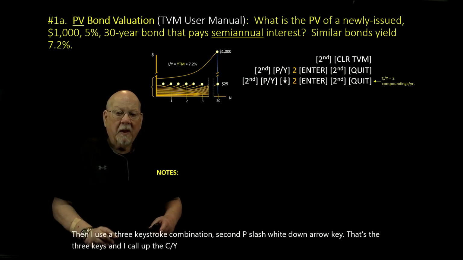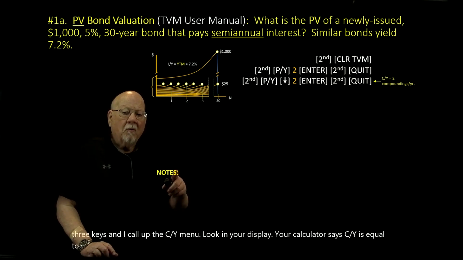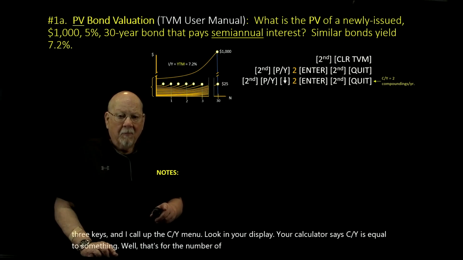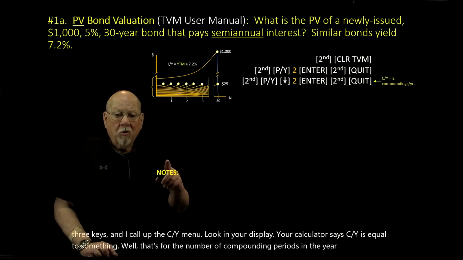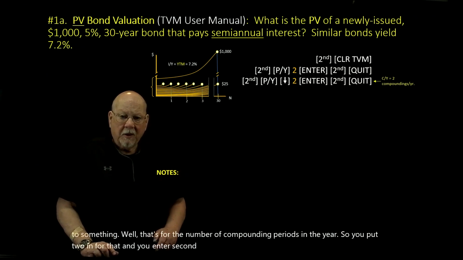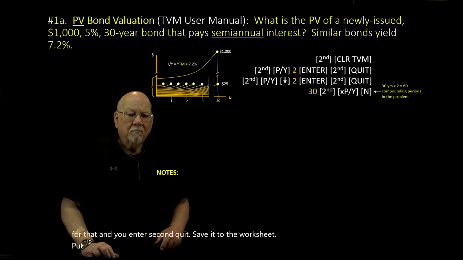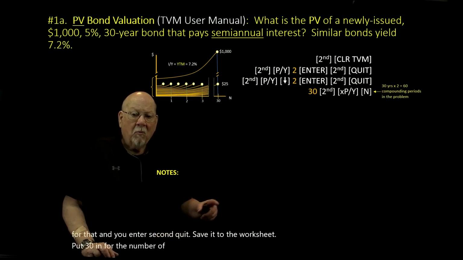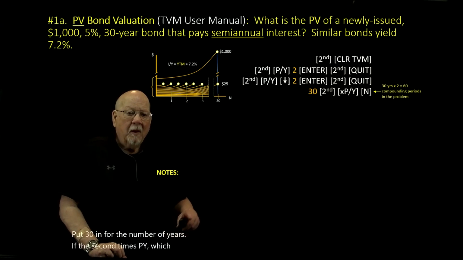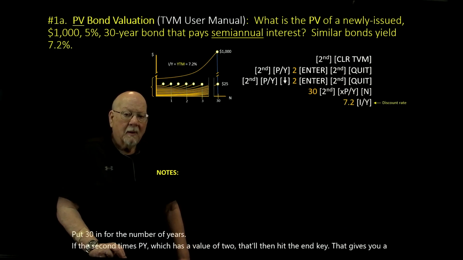You look in your display, your calculator says C/Y is equal to something. Well, that's for the number of compounding periods in the year. So you put 2 in for that, and you hit enter, second quit to save it to the worksheet. Put 30 in for the number of years, hit the second times P/Y, which has a value of 2, and then hit the end key. That gives you a value of 60.